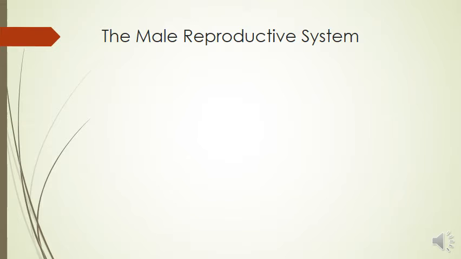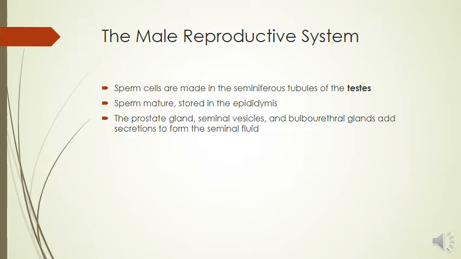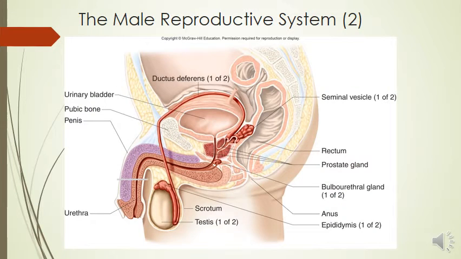If we look at the male reproductive system, we see that it has sperm cells that are made in the seminiferous tubules of the testes. The sperm mature, and they're stored in the epididymis. The prostate gland, seminal vesicles, and bulbourethral glands add secretions to form the seminal fluid. And then the sperm from each ductus deferens will move through the urethra and out of the penis. Here we have a picture showing you the male reproductive system.